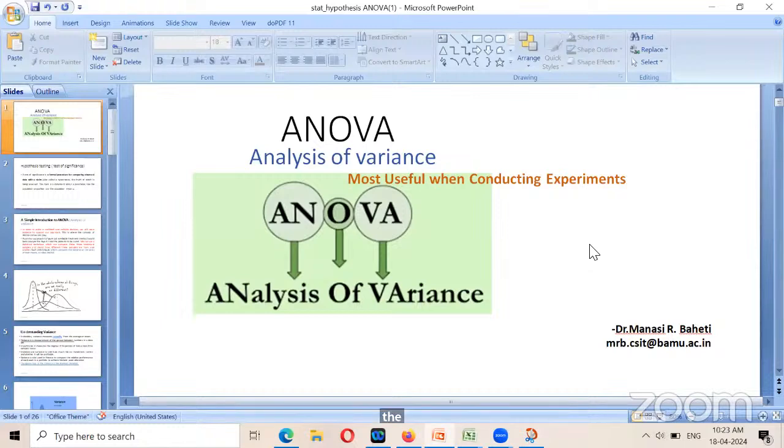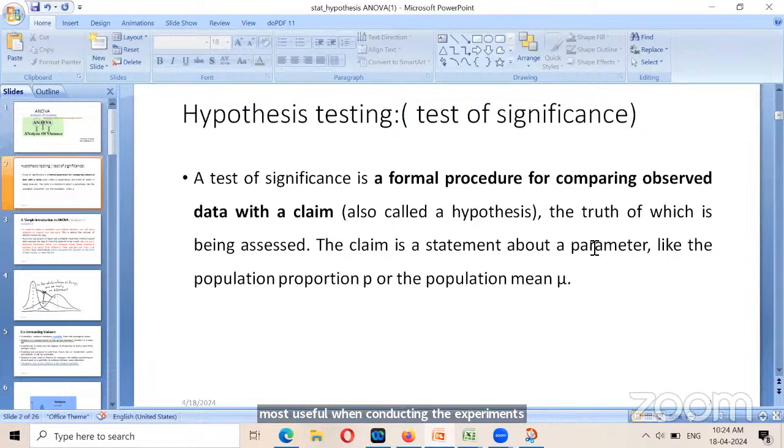Okay, so ANOVA, as you can see, is analysis of variance. I hope you know what a variance is. ANOVA is most useful when conducting experiments. I hope you know what a variance is.